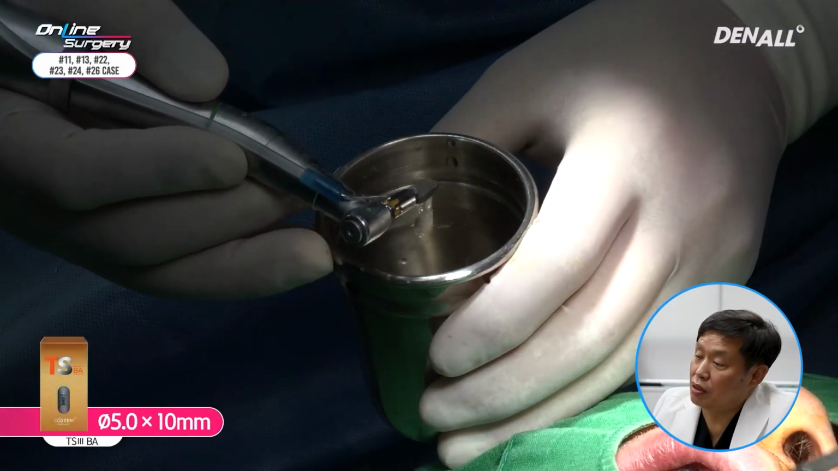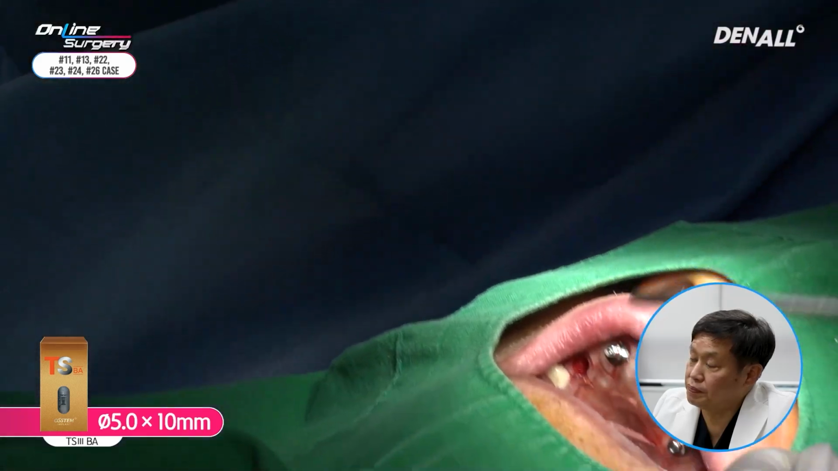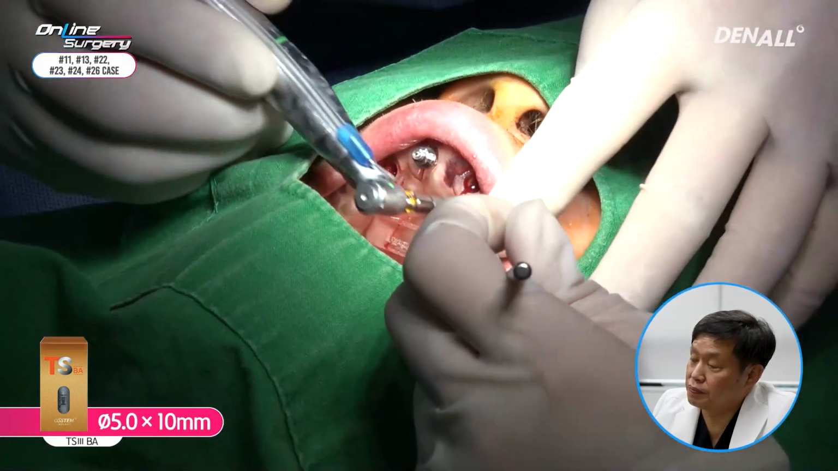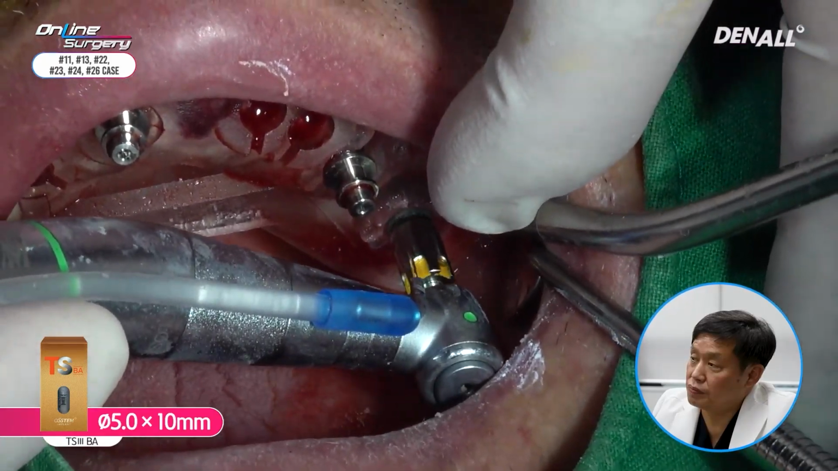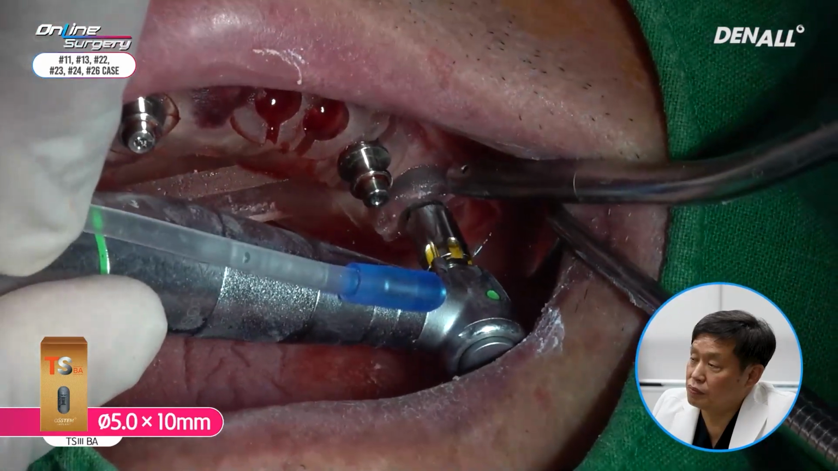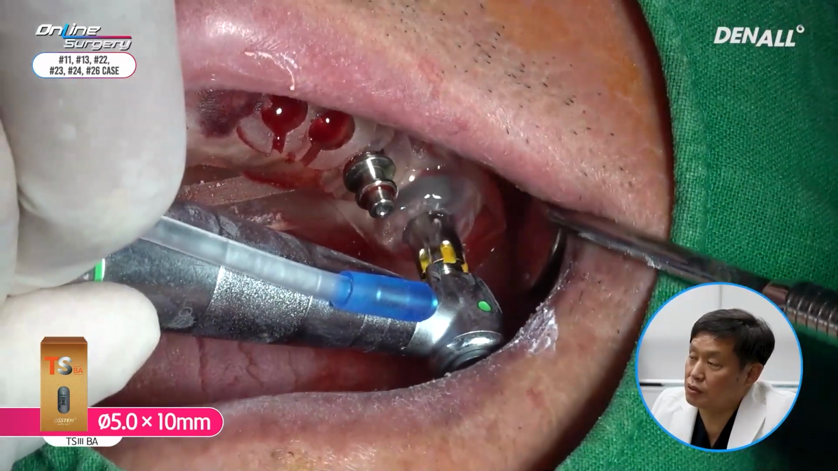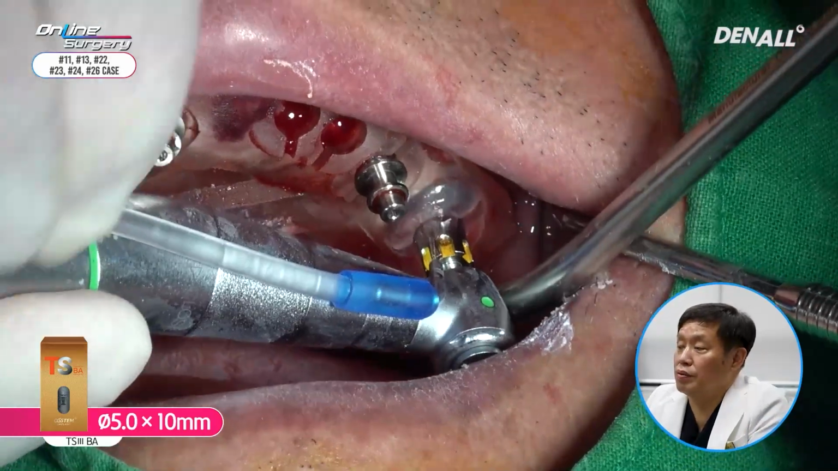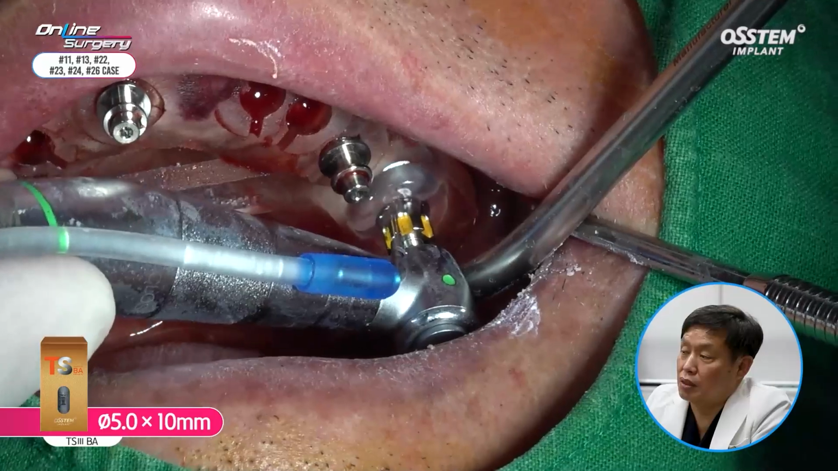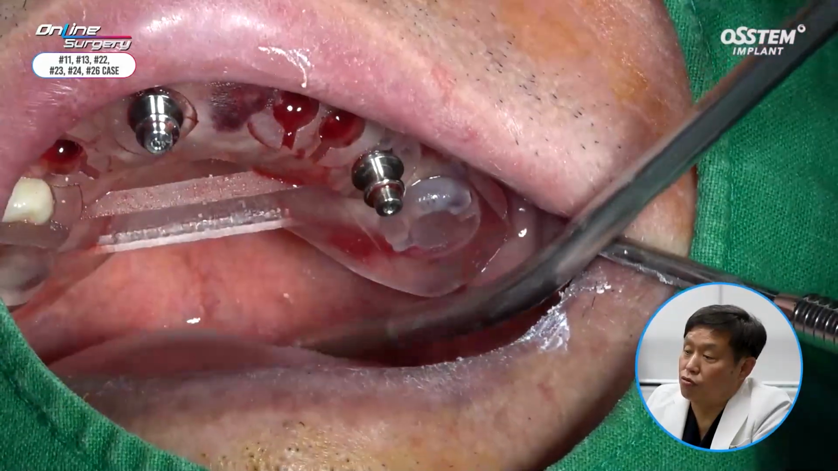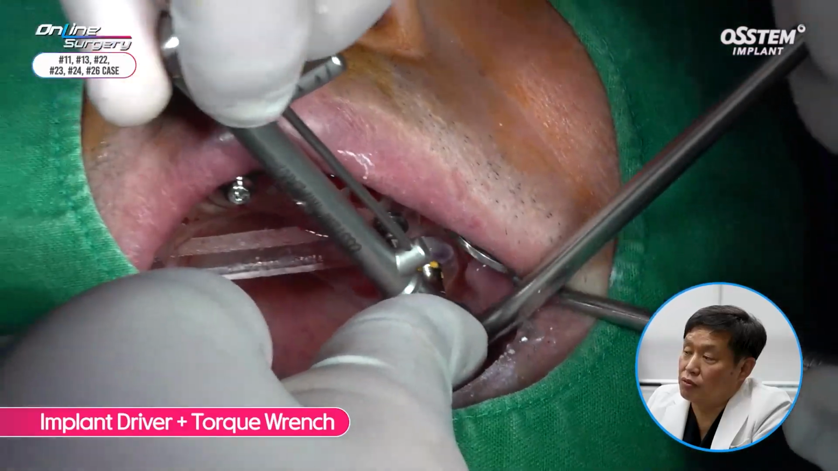The TS3 5.0 by 10 millimeter implant. The bone quality was quite favorable. The implant was placed about 60 to 70% using the engine. The implant driver was used to position the implant.